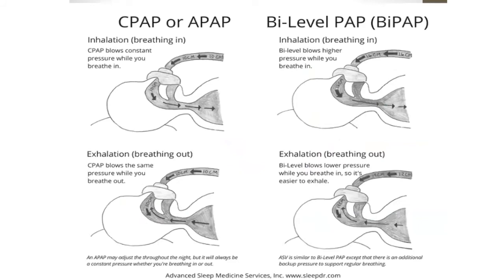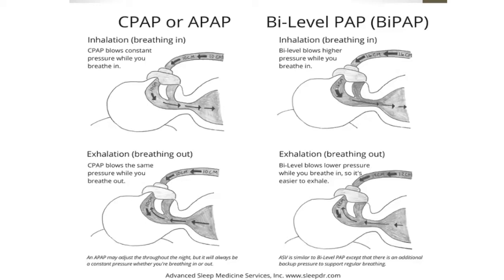This is a diagram showing how CPAP and BiPAP work in inhalation. You can see 10 centimeters: in CPAP, a positive pressure is going inside the upper airway and into the alveoli. And in exhalation, when the patient is breathing out, the same pressure is applied by the CPAP. So sometimes it becomes quite difficult for the patient to breathe out against the same pressure which is being given during the inspiratory cycle.